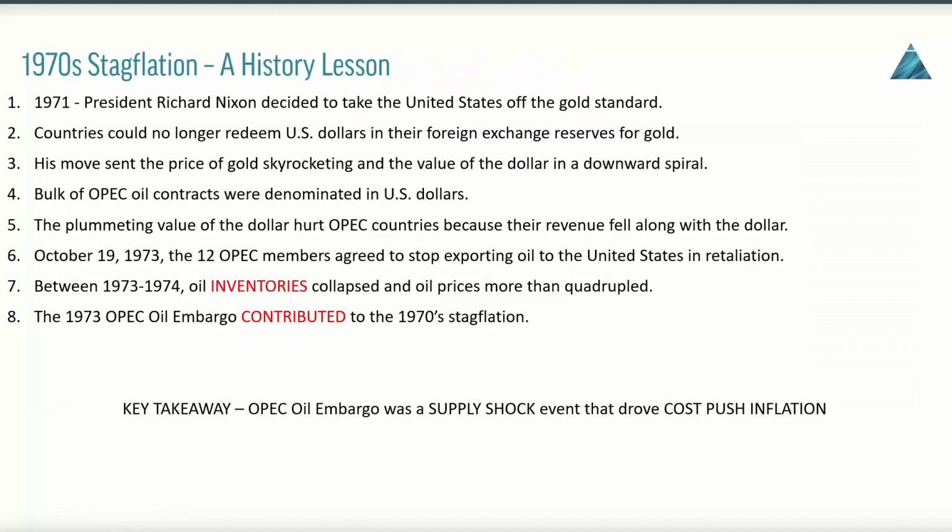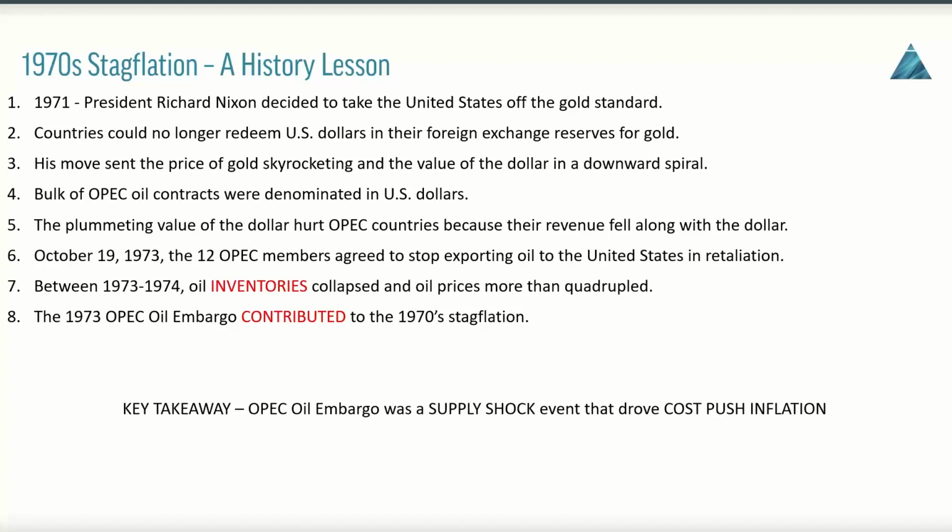So before we actually pick up from last week's webinar, a little bit of a history lesson we need to look at from the 1970s. So in 1971, President Richard Nixon decided to remove us from the gold standard, right? So when that happens, basically countries could no longer redeem the US dollars that they had in their foreign exchange reserves for gold. And at that point, it literally sent the price of gold skyrocketing and the value of the dollar more or less in a downward spiral.